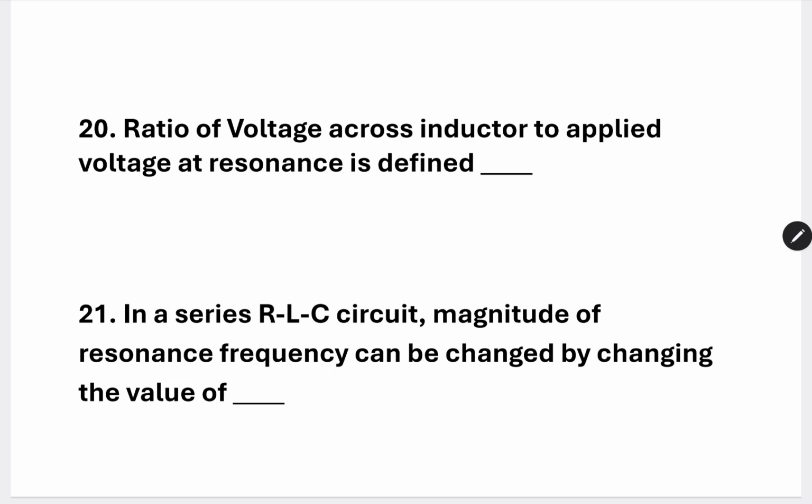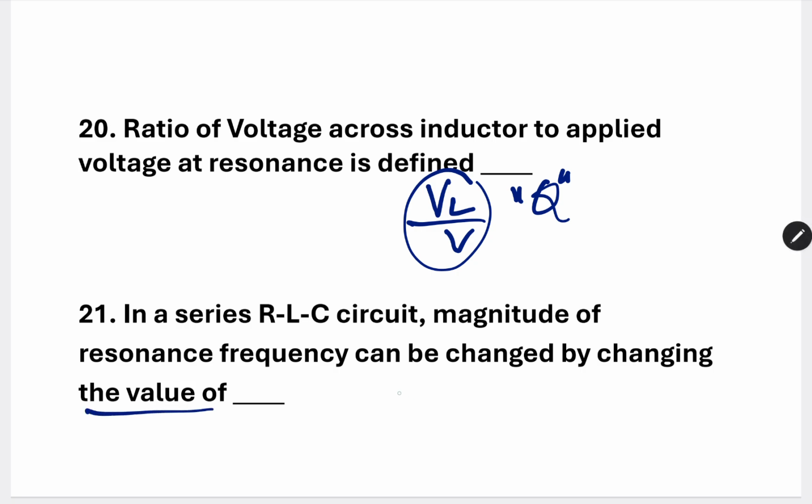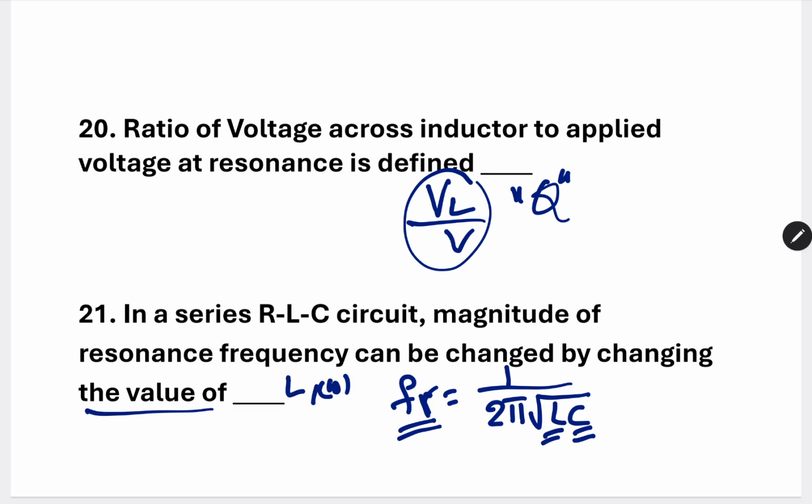Next, question number 20. The ratio of voltage across the inductor VL to the applied voltage V at resonance is defined as the Q factor. Q factor is VL divided by V. In a series RLC circuit, the resonant frequency FR is equal to 1 by 2 pi root LC. By changing the L value or the C value, we can change the resonant frequency.